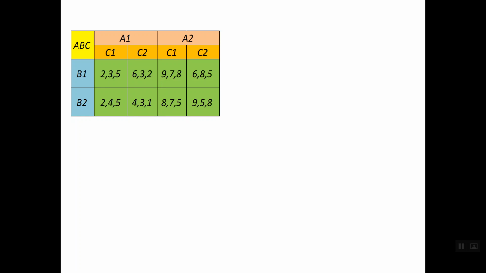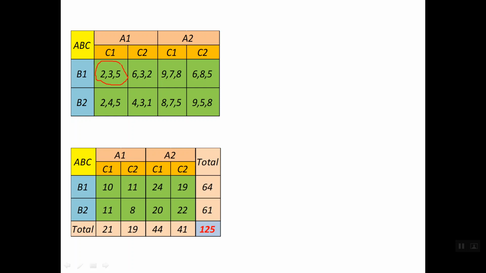Let's make some simple calculations. This is the main table which contains the raw data. Again, for example, this group here is the group which is represented by A1, B1, C1, and we have 3 observations, and the 3 observations are 2, 3, and 5. So the total of the observations in this group is simply 10.